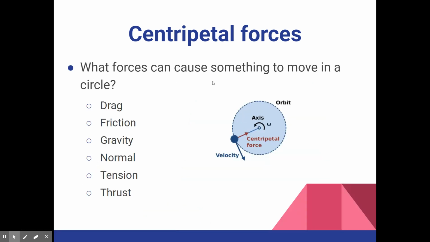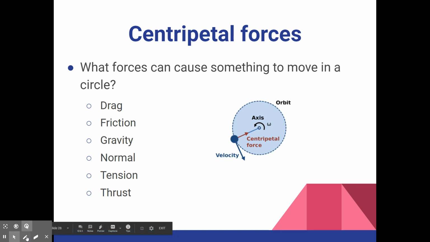So, what forces can cause something to move in a circle? Really, any of them: drag, friction, gravity, normal, tension, thrust. Any of them can cause something to move in a circle. And so what that means is that any one of these can be equal to the centripetal force.